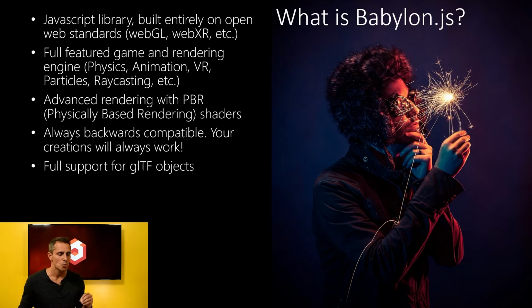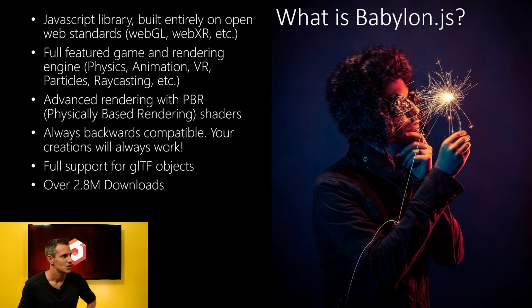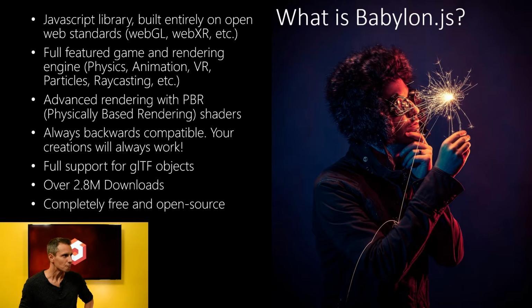Another key thing is the support for the web format for 3D objects, the glTF format. There are new extensions that come all the time, and we work closely with the Khronos Group to make sure to implement them in the Babylon engine. It's pretty mature now, about 7 years old. It has been downloaded almost 3 million times on npm. And of course, it is completely free and open source.